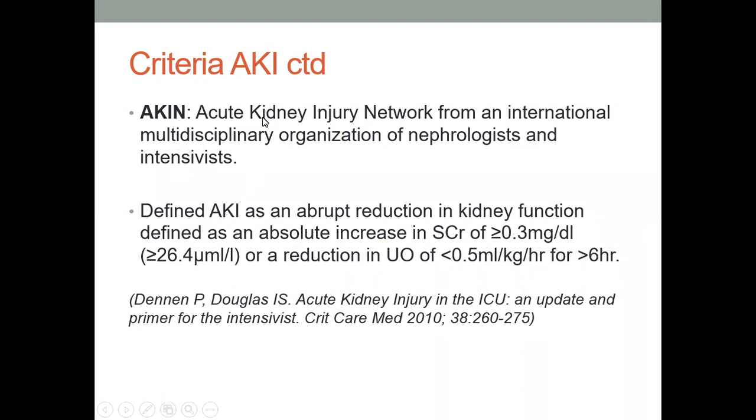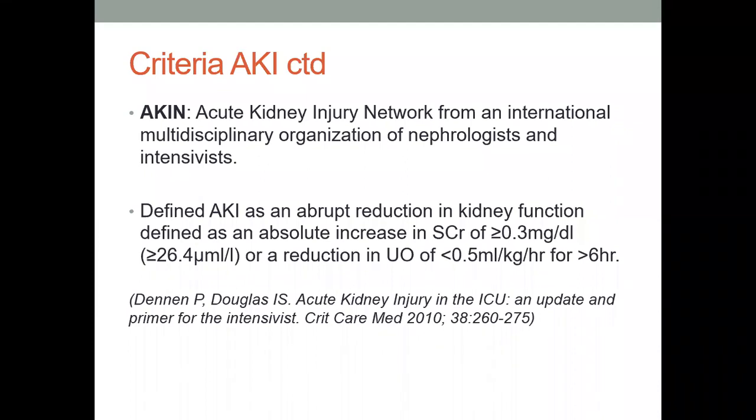All right, the second criterion that is used in AKI is the AKIN criterion, which is Acute Kidney Injury Network. This came about from an international multidisciplinary organization that involved nephrologists. This criterion defines AKI as an abrupt reduction in kidney function, which is defined as an absolute increase in serum creatinine of more than 0.3 milligram per dL.